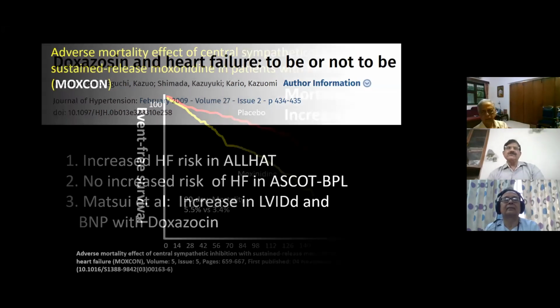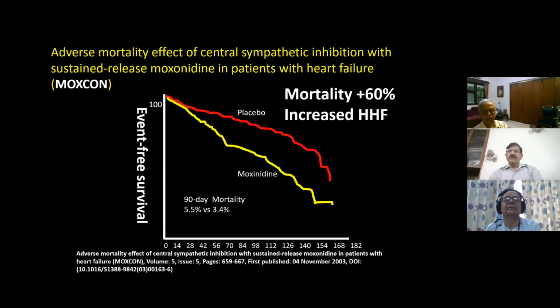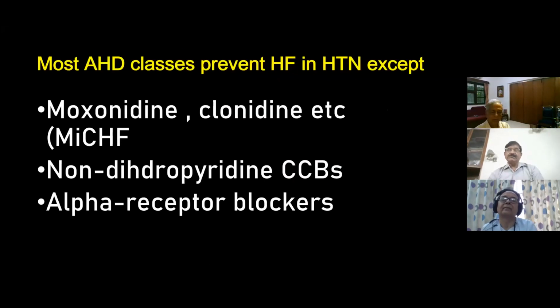Drugs like moxonidine and clonidine also should be avoided in HFrEF individuals because MOXCON data suggests that moxonidine was increasing mortality by 60% at 90 days compared to placebo, and hence these central sympatholytic agents are not a good choice in heart failure patients. Most antihypertensive drugs prevent heart failure and hypertension except moxonidine and clonidine, non-dihydropyridine calcium channel blockers, and alpha receptor blockers.